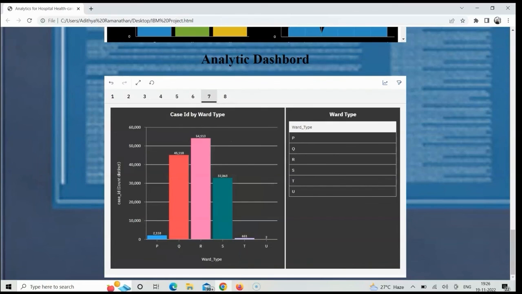Case ID by ward type. In this visualization, it is represented in a column-oriented bar chart. R consists of more cases, 54,113, and U consists of fewer case IDs, 2. Ward type consists of 6 wards, named P, Q, R, S, T, U. And moving on to the next slide.